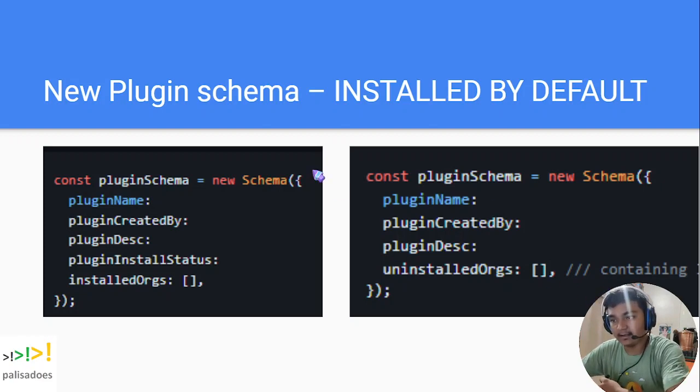So the new schema suggests there would be a name, creator and description about the plugin, and there would be an uninstalled orgs array. This would contain the IDs of the users who have disabled that feature. So this basically works in reverse, and this makes sure that all our plugins are installed by default.